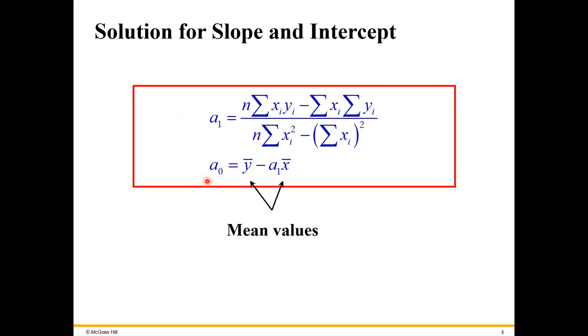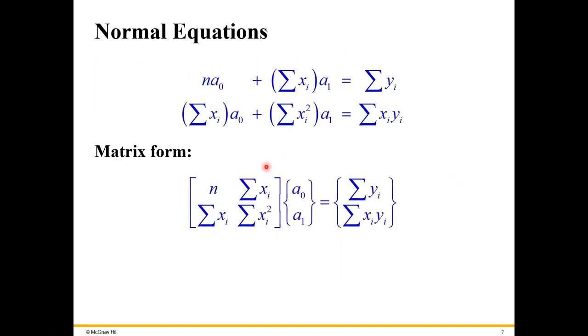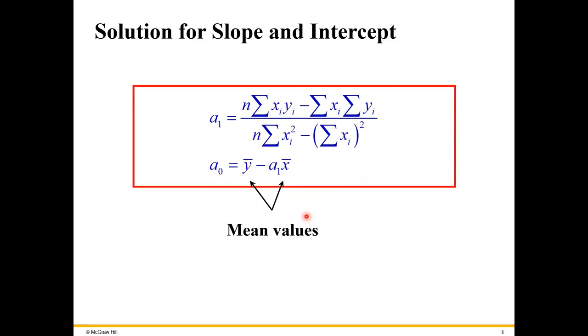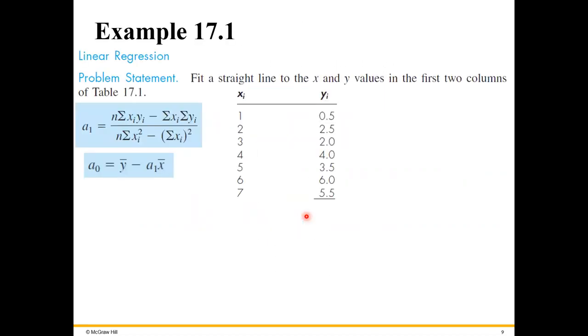And then a naught we can find by this value. a naught will be the mean of y minus a1 times x bar. These are the means of x and y values. We can use these equations or the previous equations in matrix form to solve for a naught and a1. So any of the situations we can choose.